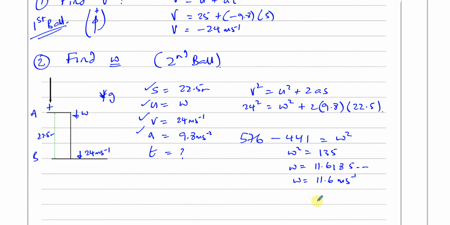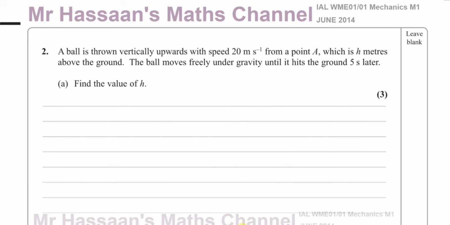We could answer in 2 SF. I could call it 12 meters per second. That's perfectly fine as well. Both are acceptable because we've used g as 9.8. It's absolutely fine if you write either of them. Okay, so that's how we answer such a question.